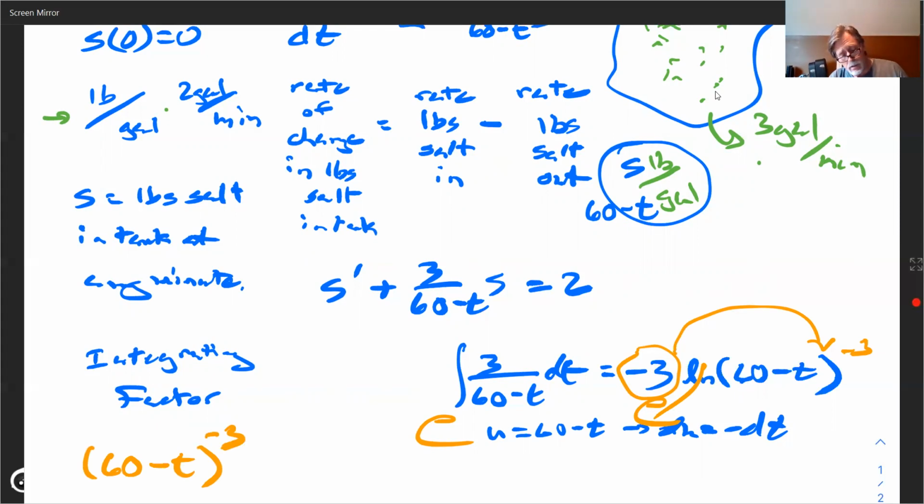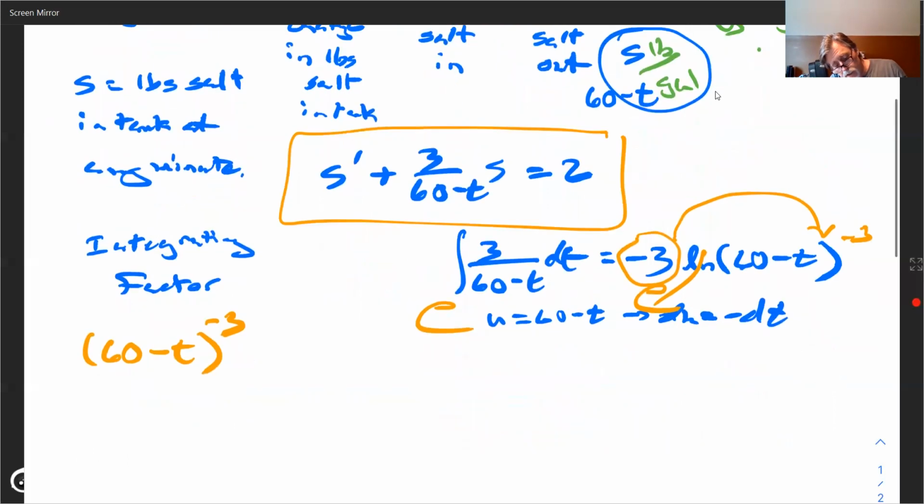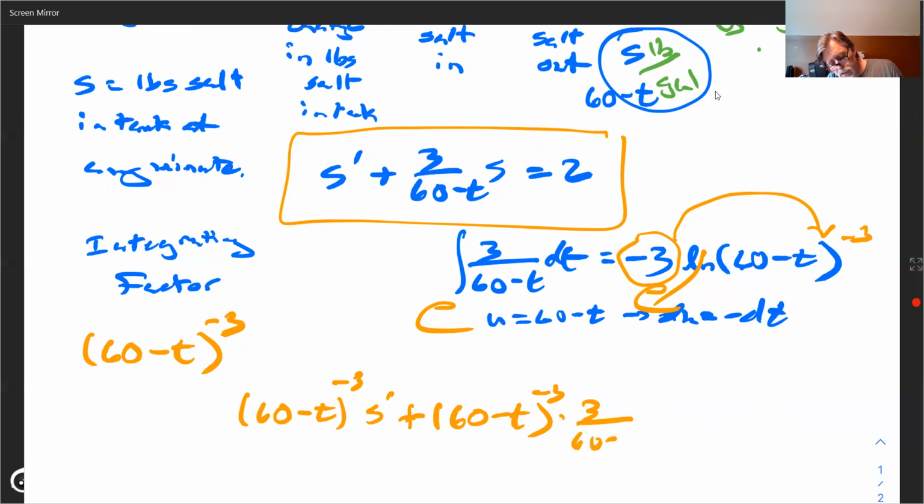For this equation here, we multiply everybody by it, and you know I'm funny about this, so I'll just do it myself this way. I'll go 60 take away t to the negative 3 times s prime plus 3 over 60 take away t times s. Okay, I'll try to go faster, but some people say don't go so fast. You can pause it. 60 take away t to the negative 3 multiplies with 3 over 60 take away t times s. And on the other side, 2 times 60 take away t to the negative 3.